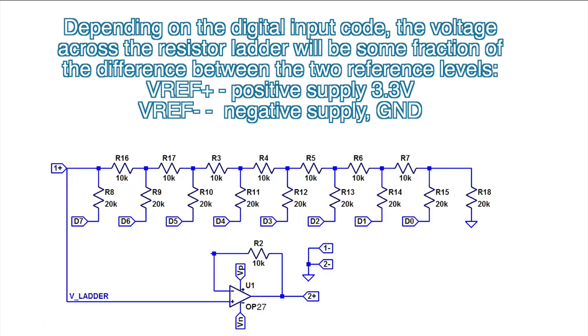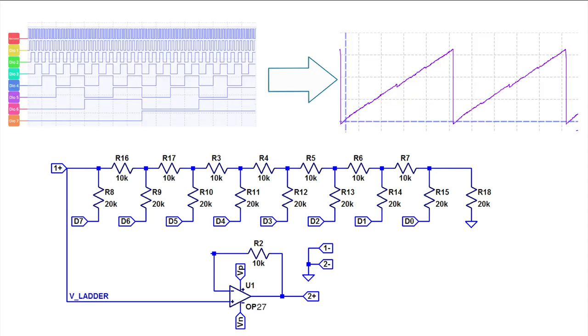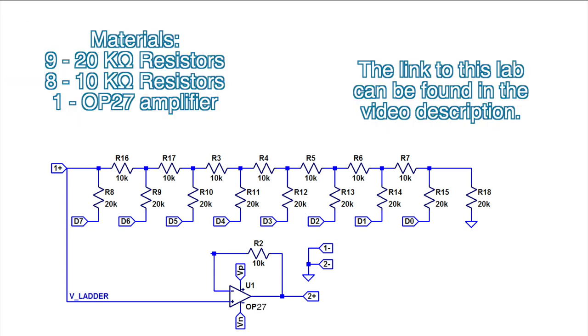The digital I/O signals of the ADALM2000 module can be configured as standard CMOS dividers with a plus 3.3 volts supply. Basically, what we're going to do is generate a digital signal with the help of the pattern generator, which is then converted to an analog signal that we'll monitor on the oscilloscope. You'll need 9 20K resistors, 8 10K resistors, and the OP27 amplifier, which is included in the parts kit.